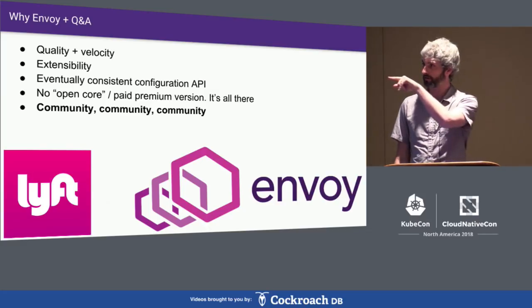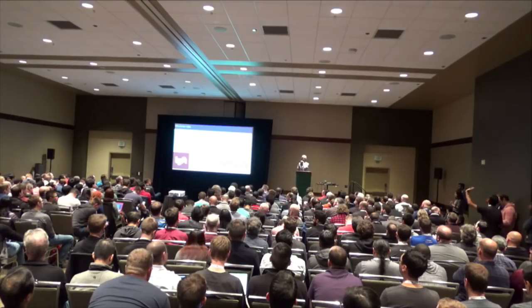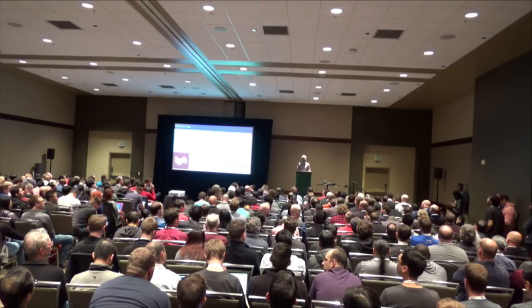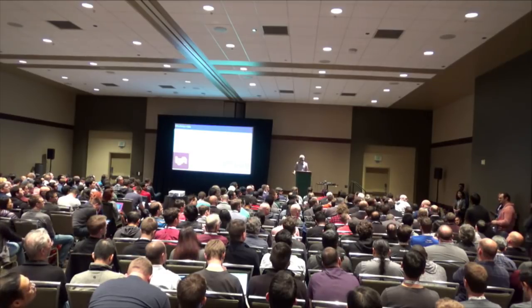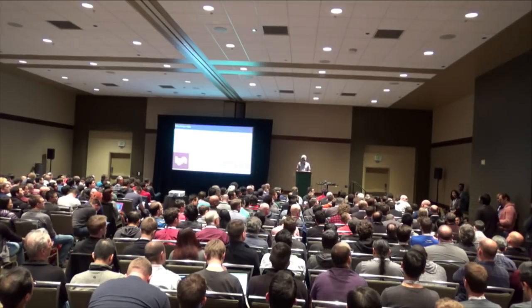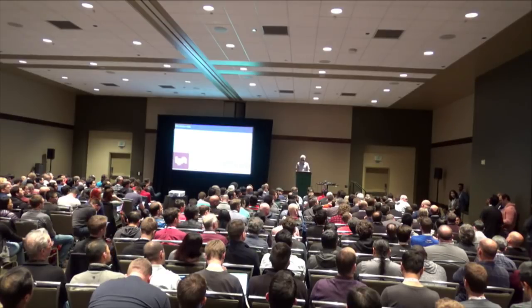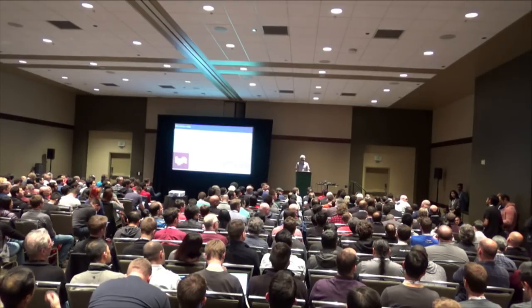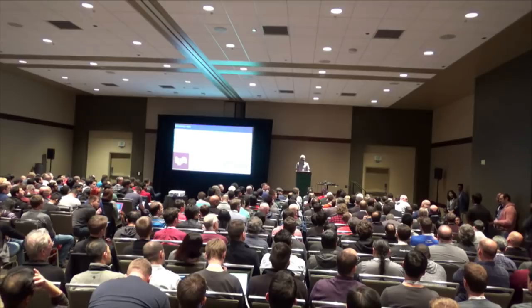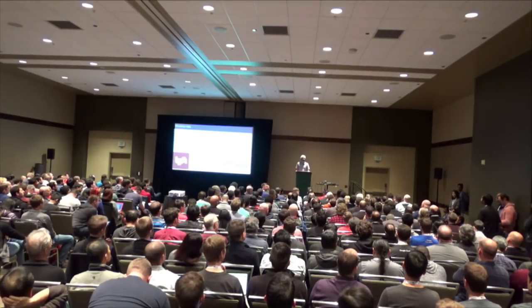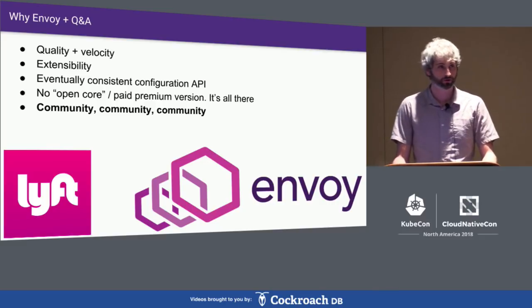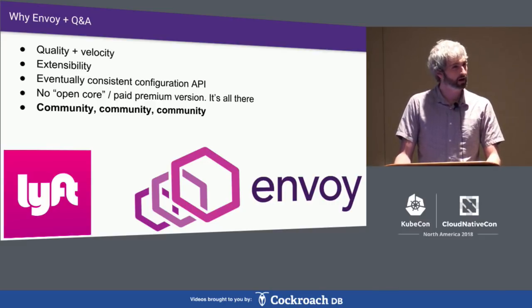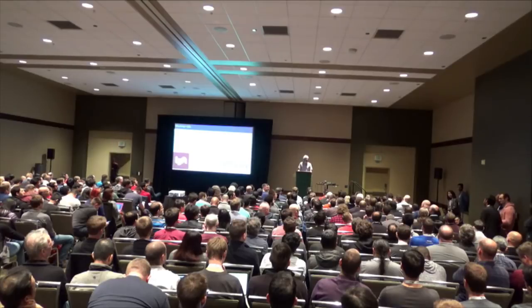There's a question, I think, over there. The question is, in Istio, we've seen a bunch of 500s during ungraceful termination. What do you mean by ungraceful termination?